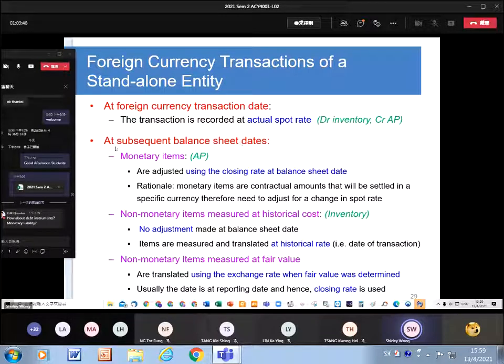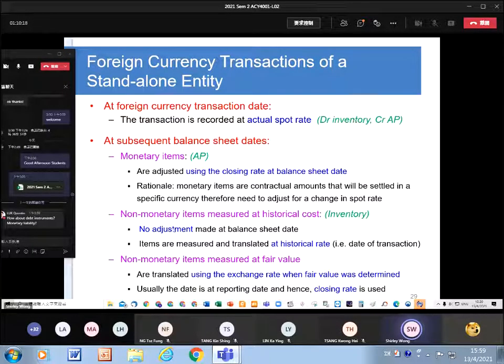According to the accounting standard, at a subsequent day, if you find that the monetary item, that is a foreign currency transaction, has not yet been settled, then this AP, you need to adjust the amount using the closing rate method. Using closing rate means your year-end day rate to retranslate it again. Later on, I will give you an example and then you will know how to do that. This is called the monetary item, AP. You need to retranslate again.